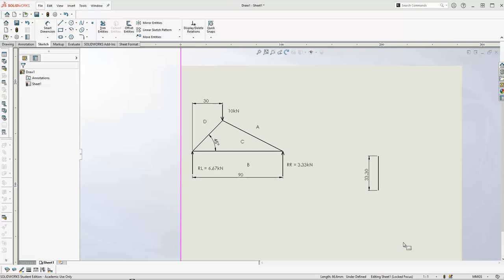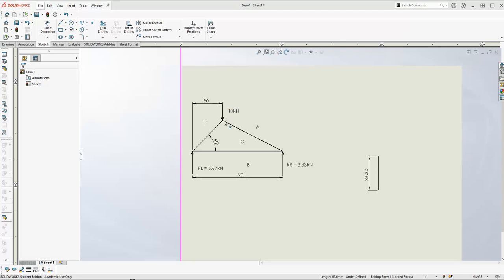Okay, this is just a short video on how to create a Maxwell's diagram for a fairly simple frame. So we've got a frame here that's got a 10 kilonewton force acting down on it. I've worked out that the resultant, or the support for it are 3.33 kilonewtons and 6.67 kilonewtons. And from here we can create what's effectively just a force diagram, but known as a Maxwell's diagram.